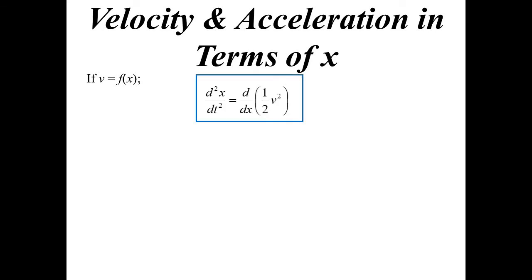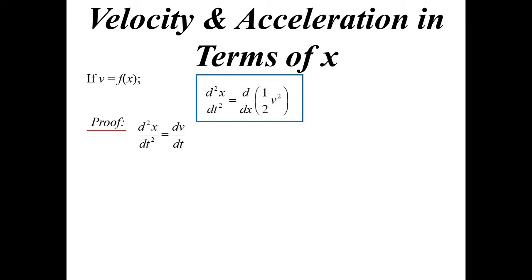Velocity and acceleration in terms of displacement. So velocity, we have an equation for velocity, but instead of it being in terms of time, which is what we're used to seeing, it's now in terms of displacement. We know the second derivative with respect to time actually turns out to be the same as differentiating a half v squared with respect to x. Let me prove that.